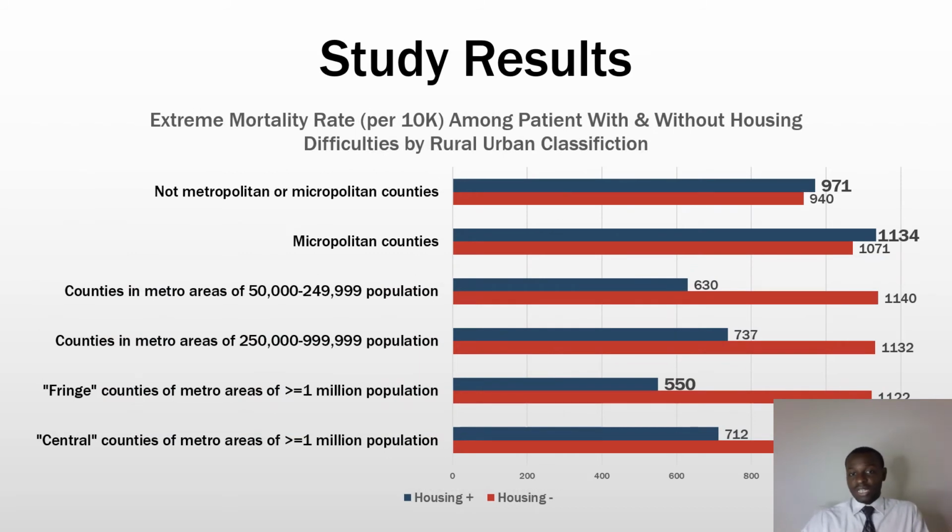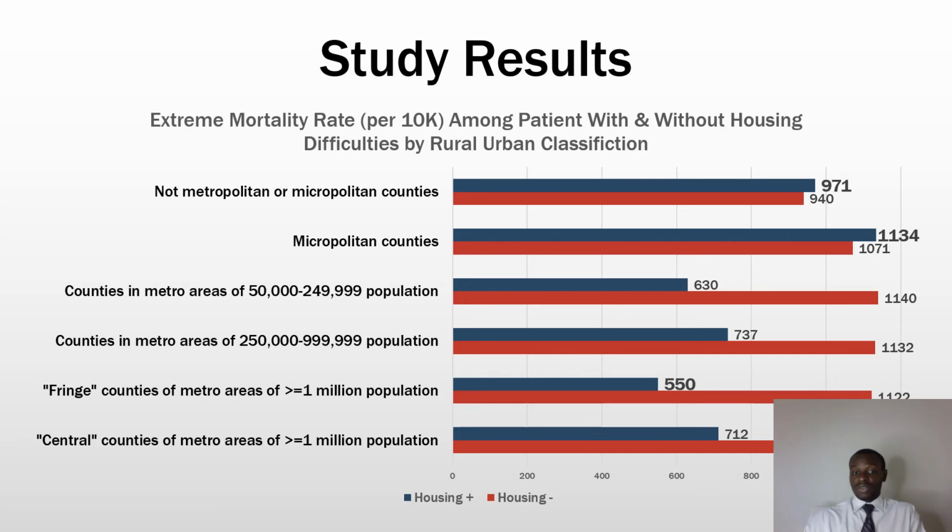In these slides, we'll be looking at extreme mortality rate classified by rural-urban demographics by individuals with and without housing difficulties. Here we see on the top the regions of non-metropolitan or non-micropolitan, therefore not small and not large urban centers, have a much higher rate among individuals with housing difficulties. In terms of extreme mortality risk at presentation, we see higher presentations among populations in non-metropolitan or micropolitan counties. Now, in micropolitan counties, we are seeing a much higher likelihood of extreme mortality risk at presentation for individuals with housing difficulties at a rate of 1,134 per 10,000 presentations compared to 1,074 per 10,000 presentations among patients without housing difficulties.